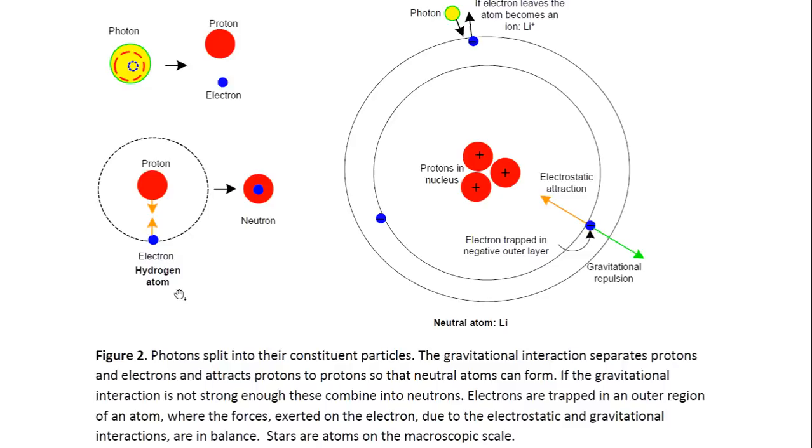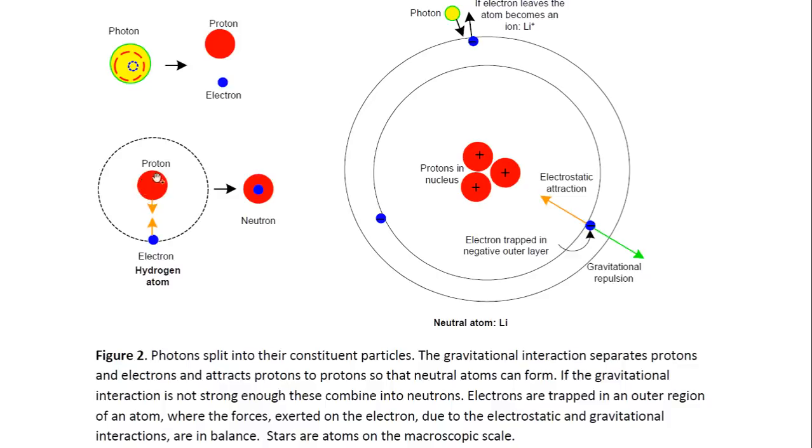What we have here is a hydrogen atom. It contains a proton in its nucleus, and there's an electron outside the nucleus, orbiting the nucleus. Now, there are two forces that act on these particles. There's the gravitational interaction that will cause the electron to move away from the proton, and there's the electrostatic interaction, which causes the electron to be attracted to the proton. And these two forces, when in balance, create the hydrogen atom.